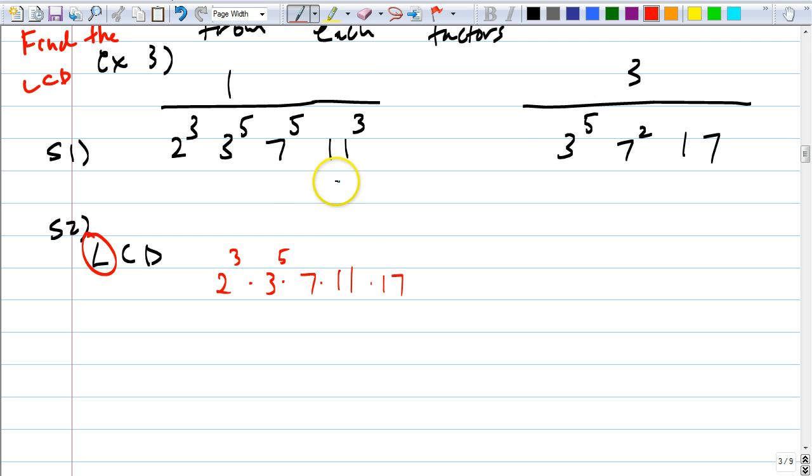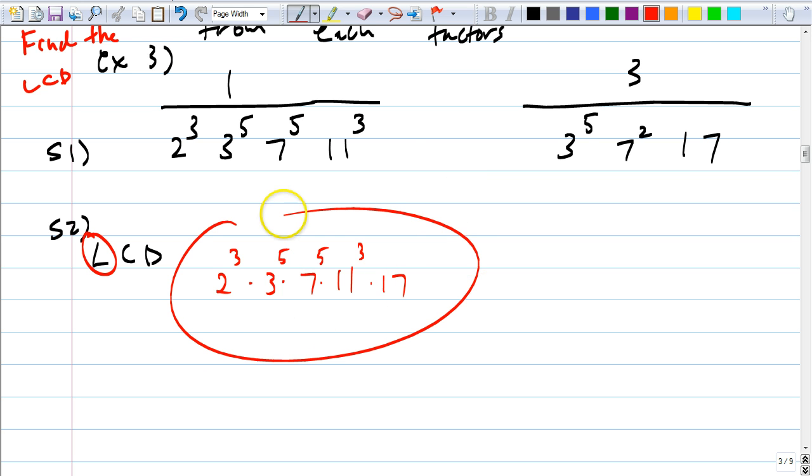What about 7 now? 7 is the one you have to decide. You got 7 to the 5th, 7 to the 2nd. I need to use 7 to the 5th because both of these fractions must go into this LCD. Even if I chose 7 to the 2nd, well, this will go in, but would 7 to the 5th go into this number at all? No. So because both of these denominators must go into the LCD, we have to choose the highest exponent. What about 11? 11 to the third. 17 is 17 to the first.